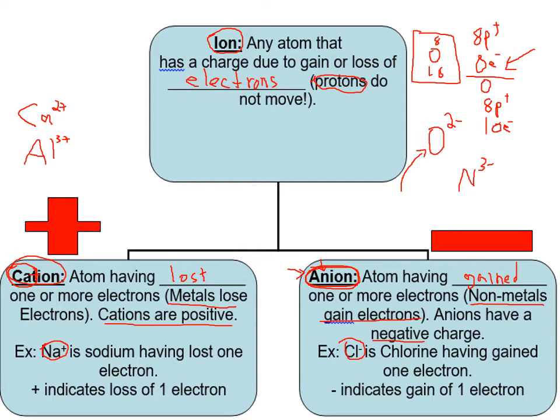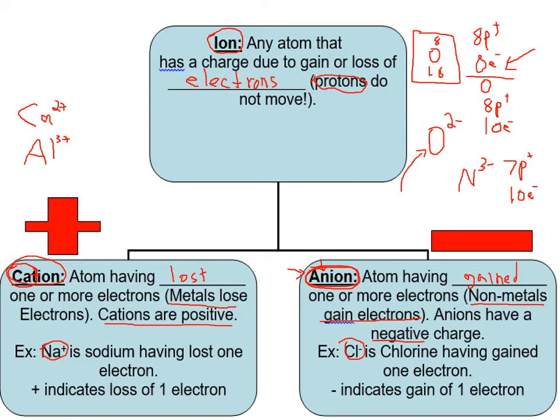Nitrogen will still have 7 protons, but because it has a 3-, that means that it gained 3 electrons. So now in addition to its 7 that it has 3 more, which means it has 10 electrons. So now that's why it's overall a negative charge. Okay, the proton number stays the same. It's the electron number that's changing.